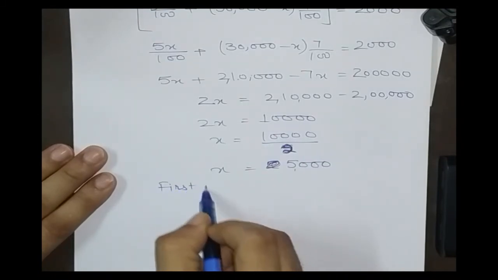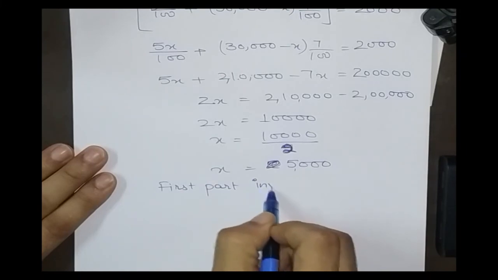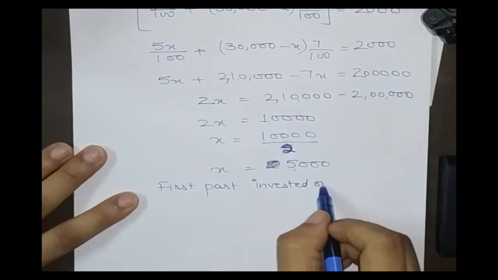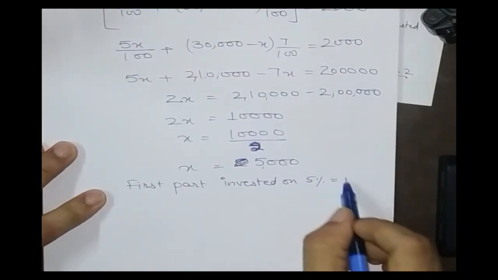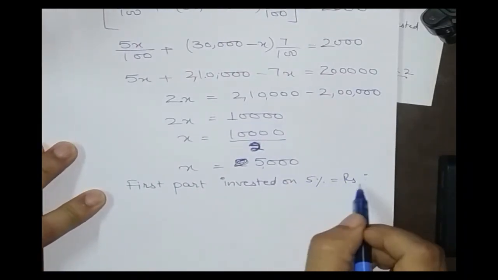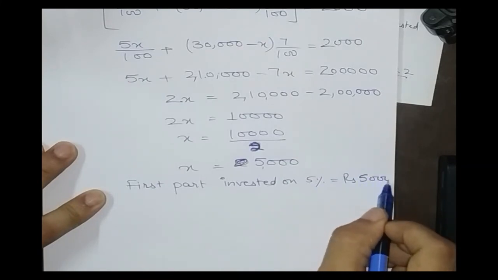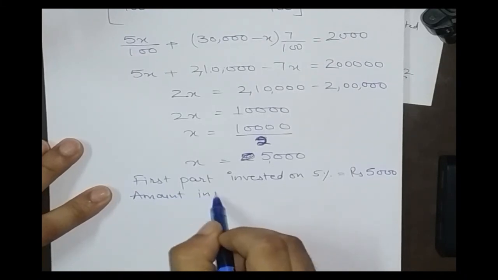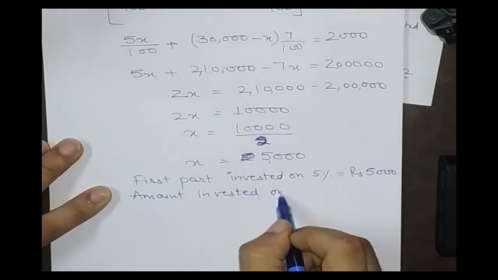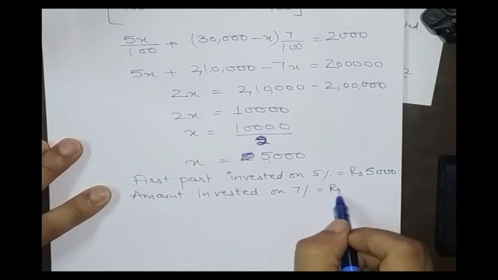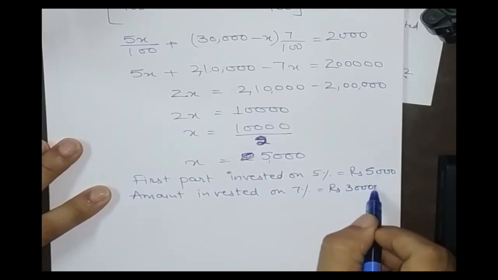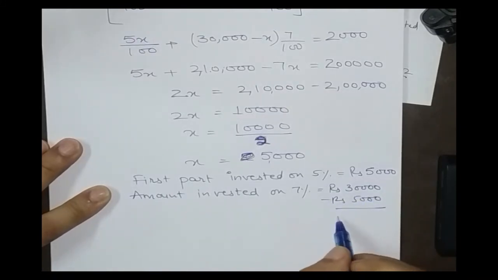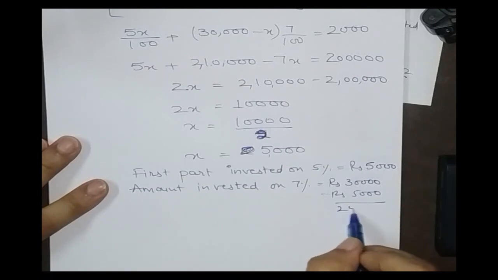First part of the payment invested, or we can write it as amount invested at 5%, is equal to rupees 5,000, and the amount invested at 7% is equal to rupees 30,000 minus rupees 5,000, which is 25,000.